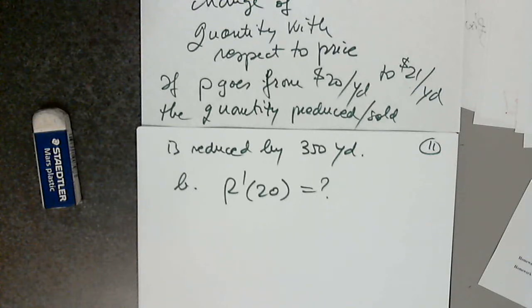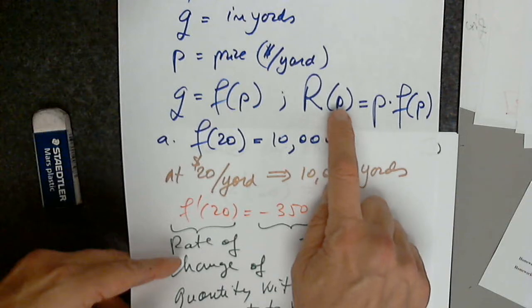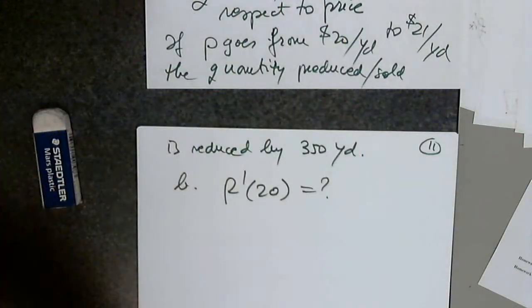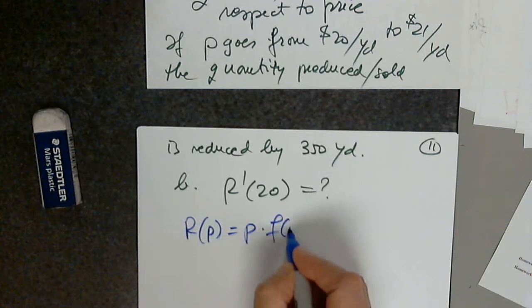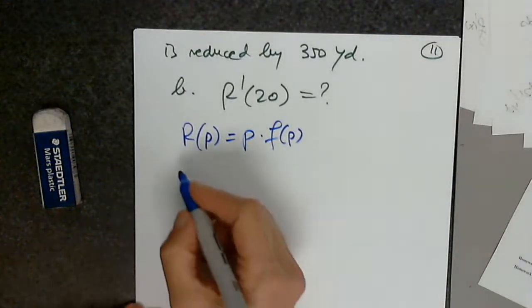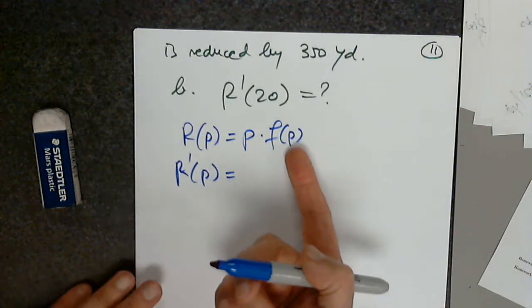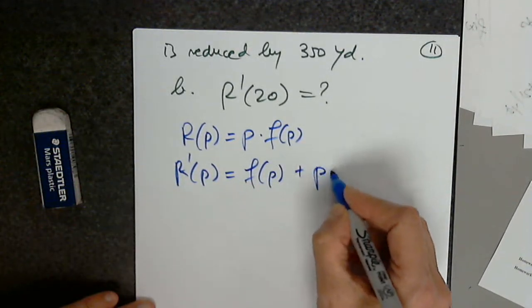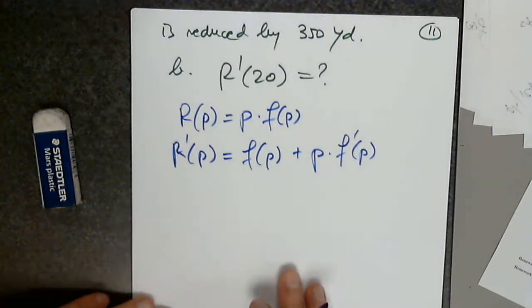Very good. So let's go back to the problem. And it says R of P is the product. P is the variable, a variable times F of P. So let me copy it here on this page. How do I determine R prime of P? The product rule, function times another function. P prime, it's x prime, in other words, is 1. So F of P plus P times F prime of P. That's the product rule.